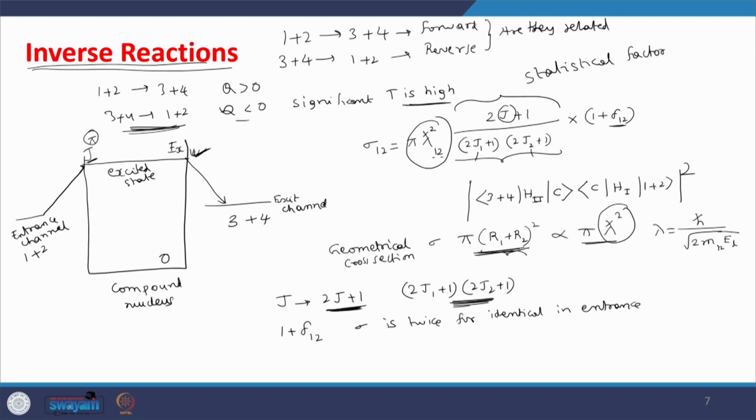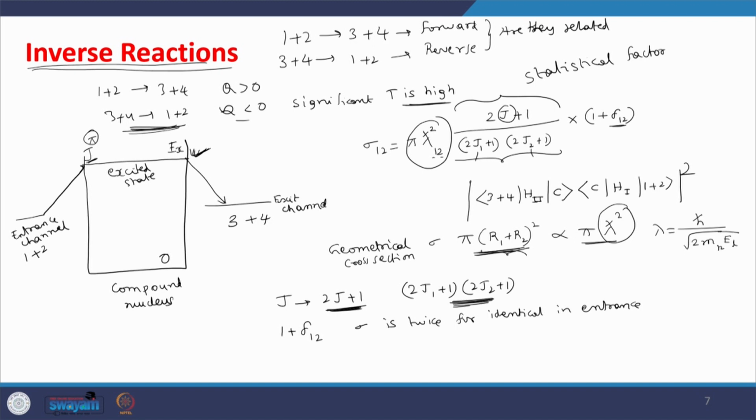Now, if 1 plus delta 1 2 is written in the cross section, earlier we have written in the reaction rate formula, do you remember? Now, when you take this cross section having 1 plus Kronecker symbol, it will be cancelled when you write in terms of reaction rate. So, there is nothing to worry, but to take into account the twice value of the cross section, we have to include this term 1 plus delta 1 2. So, it will be 1 and 0 depending on the identical nature or non-identical nature.